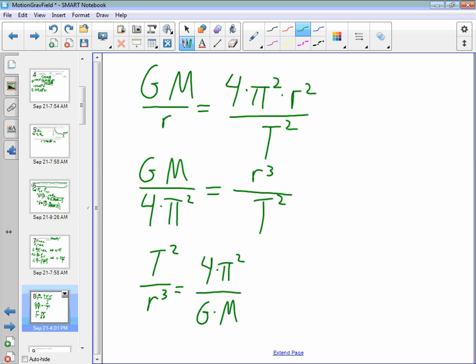So hopefully here you're seeing where we got that relationship from the very first slide. We got T squared is equal to some constant, 4 times pi squared all over G times M, and that's all times r cubed. If you take the square root of both sides, it becomes r to the 3/2 power, like I showed you on the first slide.